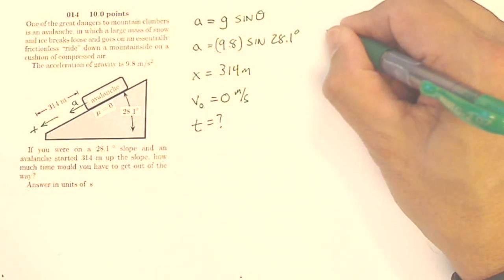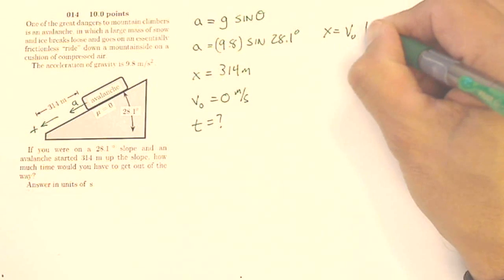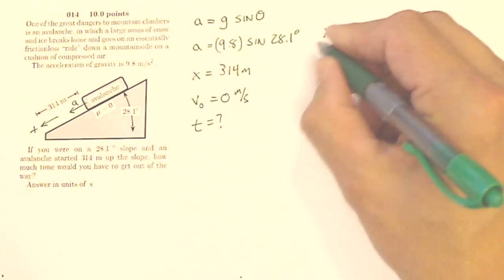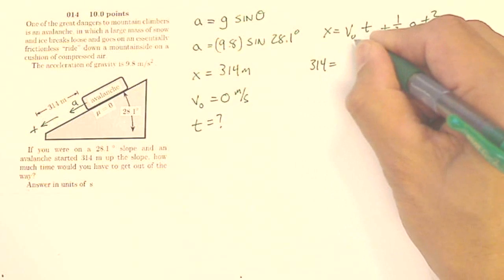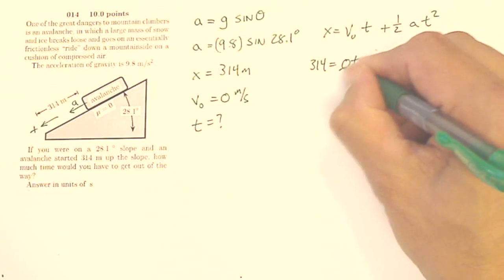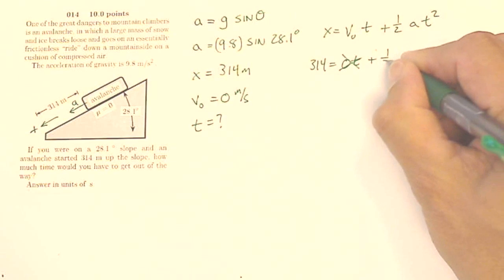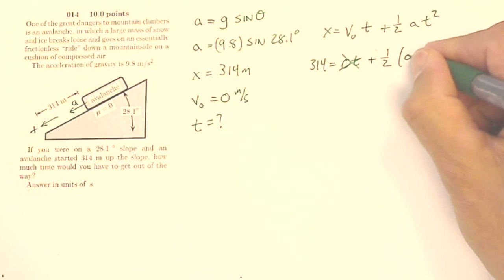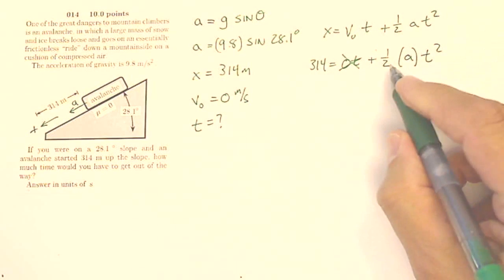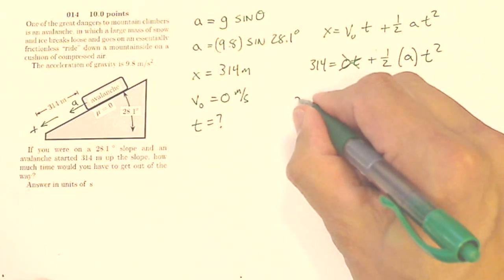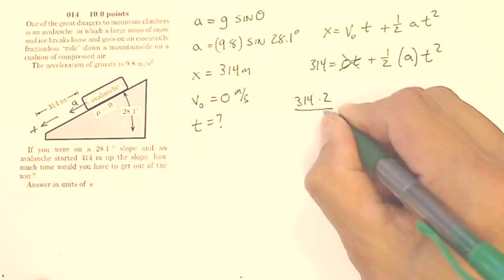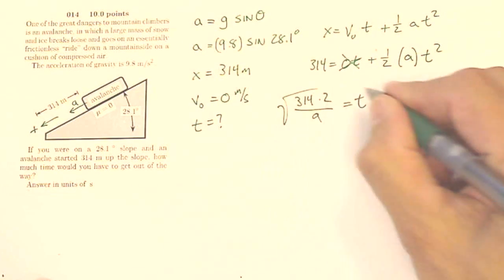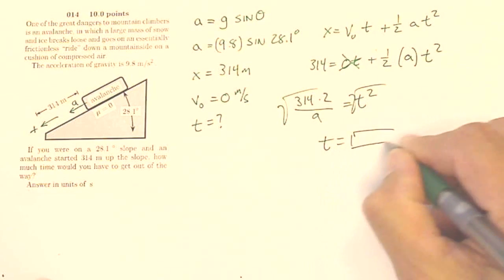I know that my displacement is my initial velocity times time plus 1/2 my acceleration times time squared. So I've got 314 equals my initial velocity of 0 times time, which is good so I don't get a quadratic, plus 1/2 of my acceleration, which is 9.8 times sine 28.1, so I'm just going to write a times t squared. So when I do this math and I multiply by 2, 314 times 2 divided by my acceleration that I got here is going to equal t squared. So when I square root all of that, I'm going to get myself t equals, and that is my answer for how much time.